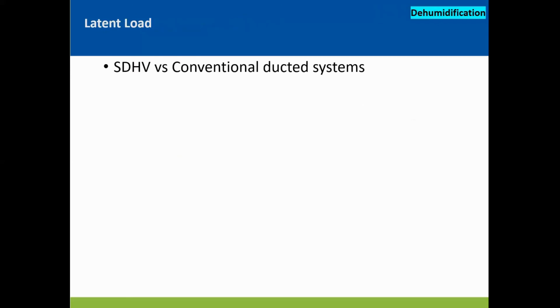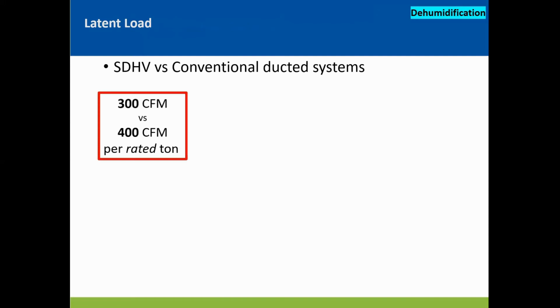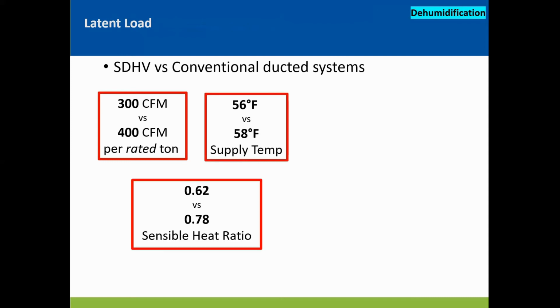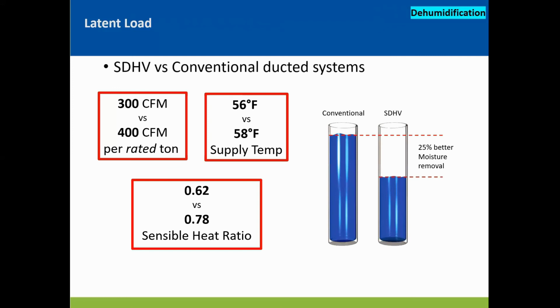Latent loads are very important as described, okay? They also add to the comfort. Okay, you can improve the latent capacity by using less airflow, 300 CFM versus 400 CFM per ton. This means that your supply air temperatures are lower, and so is your equipment's sensible heat ratio. By doing so, you get about a 25% better moisture removal at steady state conditions, at rated conditions.